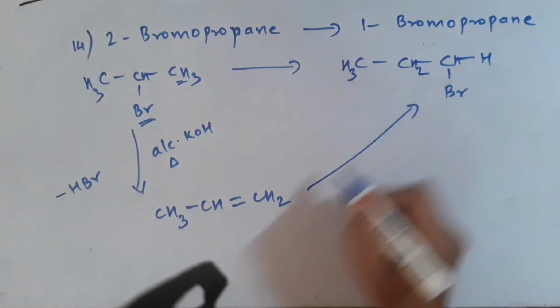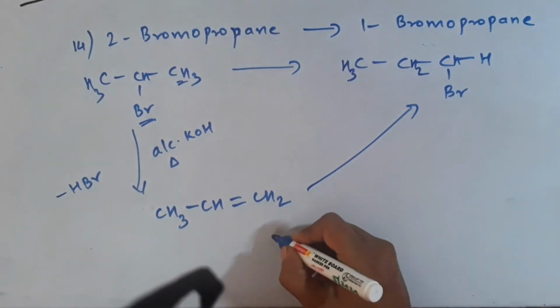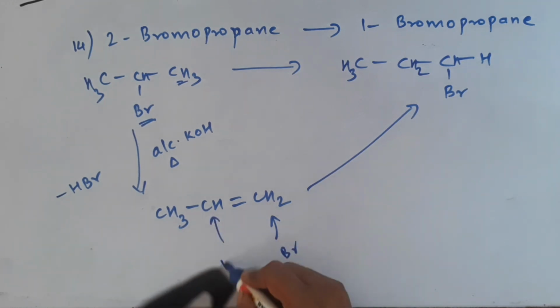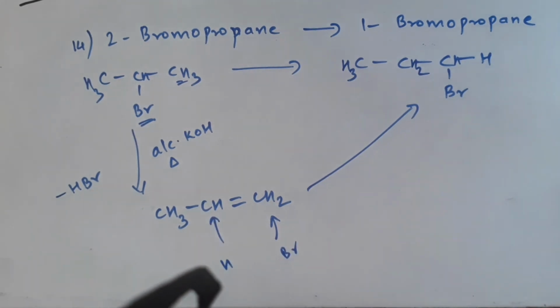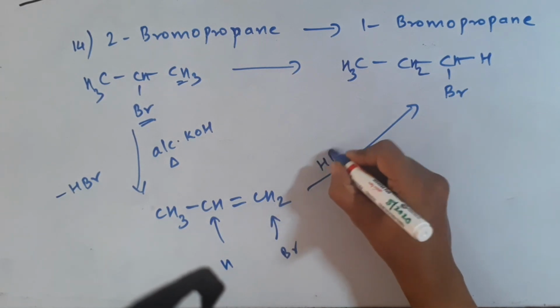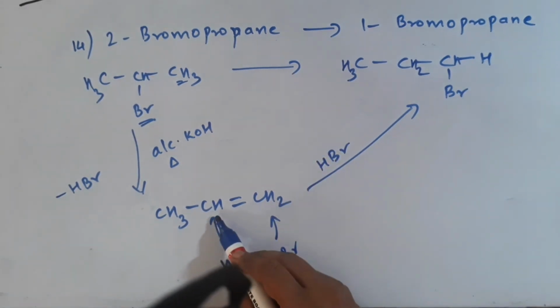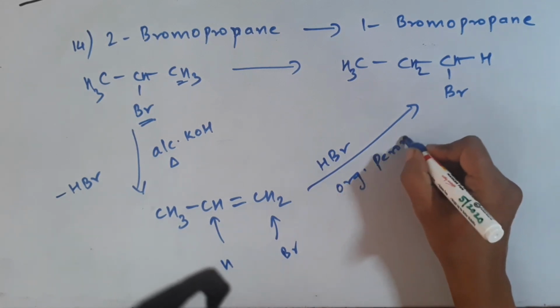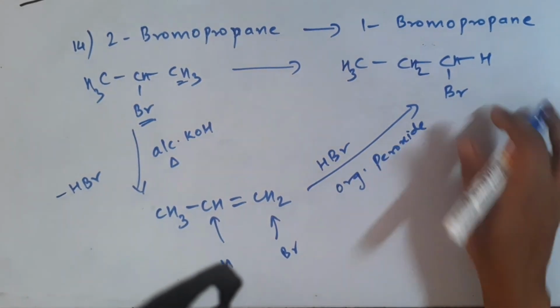And now how to go from this to this? Look at that. You're adding Br at this carbon and you're adding H over here. So what is it now? It is anti-Markovnikov's rule, because the hydrogen is going to that carbon which has fewer carbon atoms. So we have to use organic peroxide, and then we will get this.